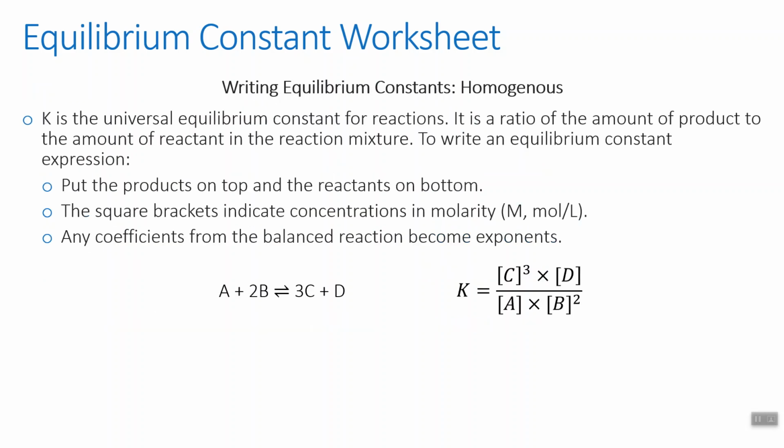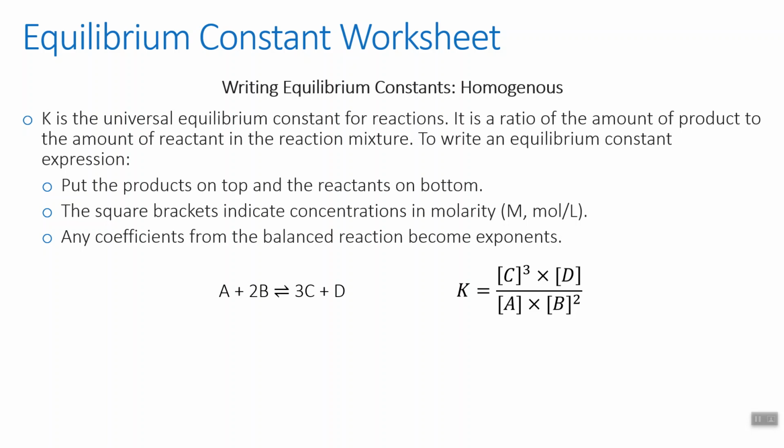Now that we're able to identify if a reaction is homogeneous or heterogeneous, we need to look at how to write the equilibrium constant expression. K is the universal equilibrium constant for reactions. There are lots of different flavors of K: Ka for acids, Ksp if you're dissolving something, Kp if you're dealing with pressures. But all of these are the same concept. They're all a ratio of the amount of product to the amount of reactant in that reaction mixture.